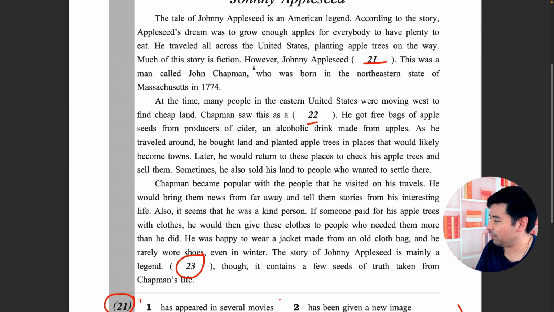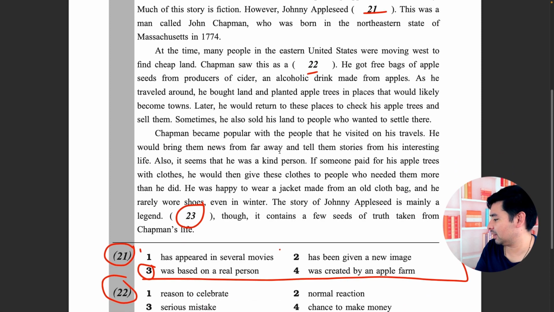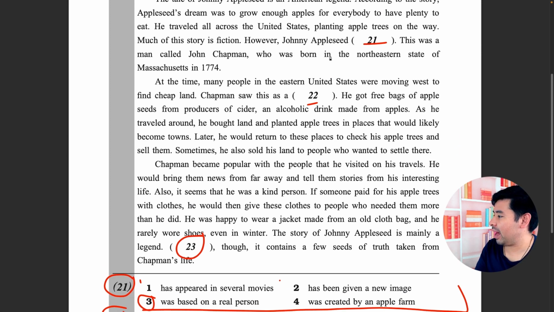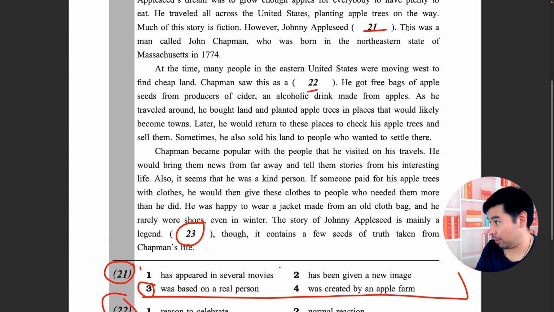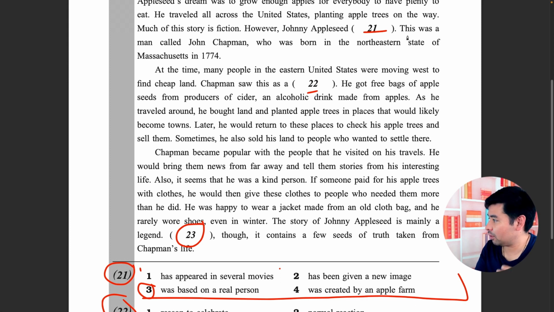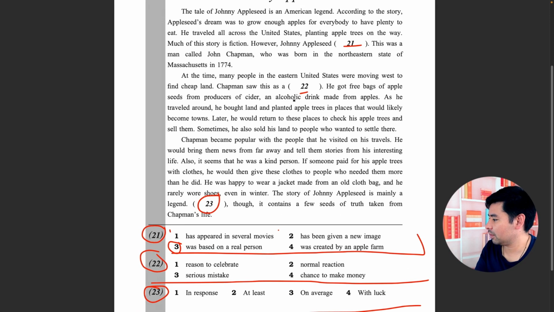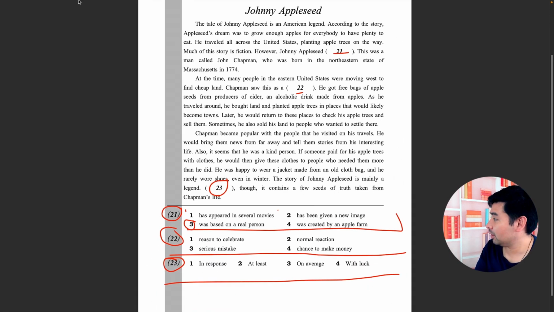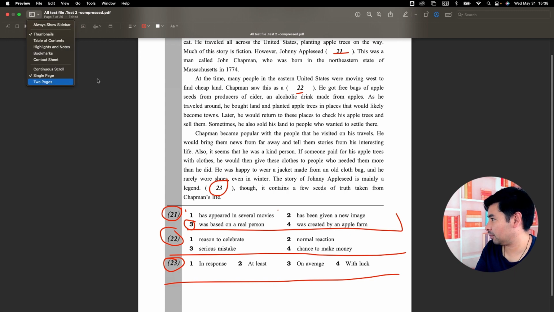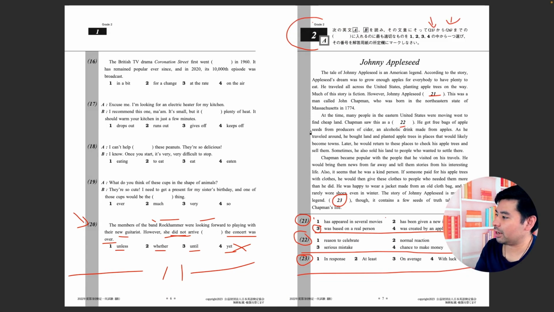And then, however, Johnny Appleseed. As we know that part of the story is fiction, of course it's not gonna be all the story fiction, and that's why it makes sense here that Johnny Appleseed was based on a real person, and this was a man called John Chapman. That real person was a man called John Chapman, so that's why this is the best one. So, I guess okay for you, right?